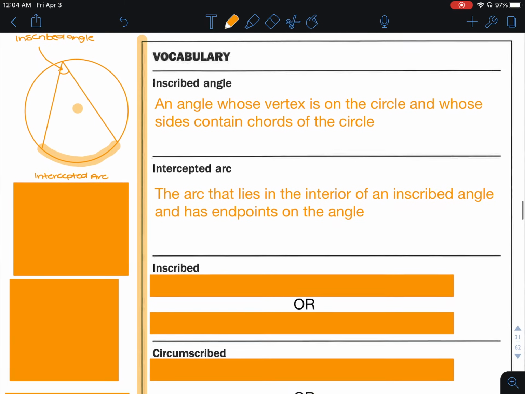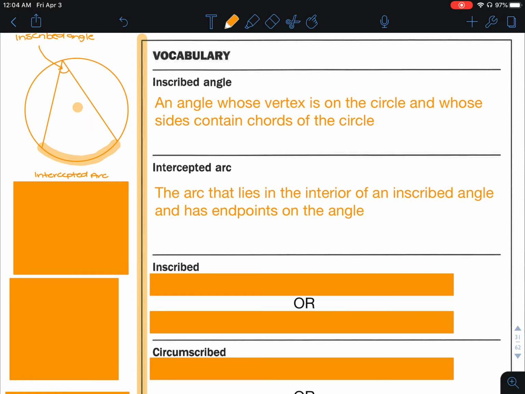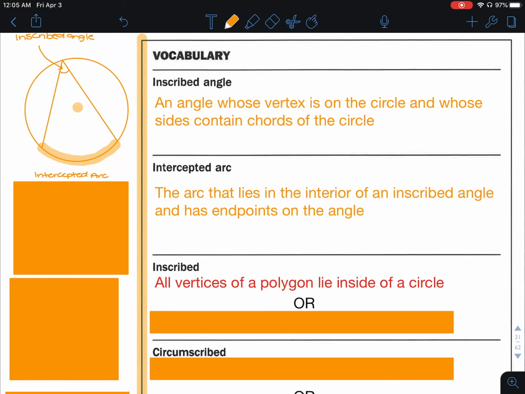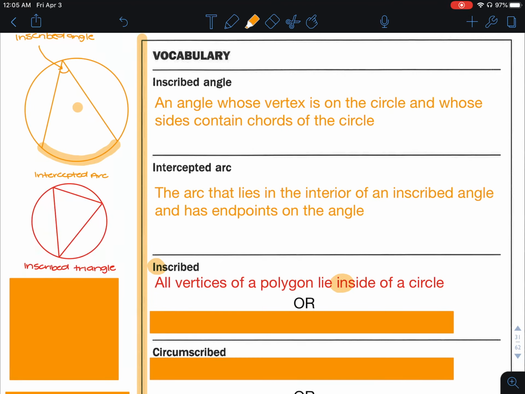So that highlighted orange part that I just did is my intercepted arc. All right, let's talk about inscribed. So inscribed, we have a couple definitions. Inscribed means all vertices of a polygon lie inside of a circle. So one thing that I use is inscribed inside. So this picture here in the red is an example of an inscribed triangle. It's where something is inside of my circle. So in this case, a triangle is inside of my circle, so it's an inscribed triangle. Okay, if a square was inside of my circle, it'd be an inscribed square.